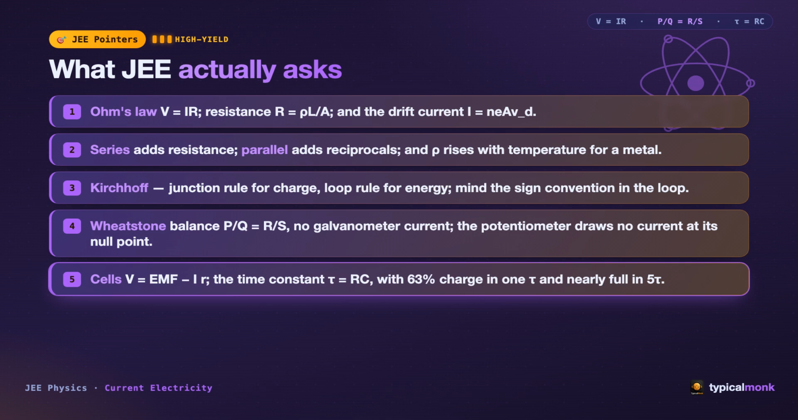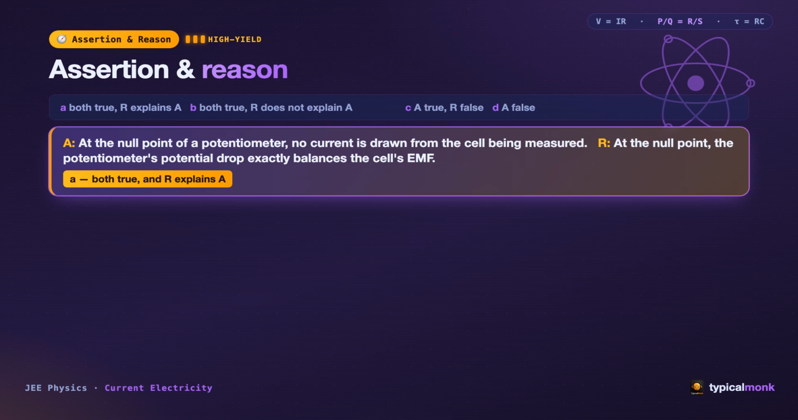Number 5 by itself: V equals EMF minus Ir, and the time constant tau equals RC, with 63% charge in 1 tau and nearly 100% in 5. Now an assertion and reason drill. For each pair, are both true, and does the reason explain the assertion?